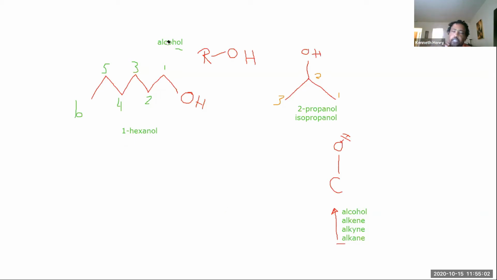Now, since we're talking about these functional groups, we talked about alkanes, alkenes, alkynes, and alcohols. What is the best way for us to memorize this stuff, to kind of get it to stick?